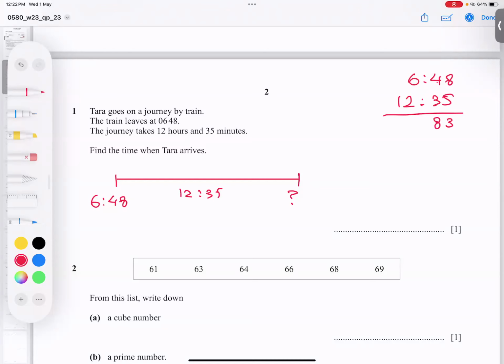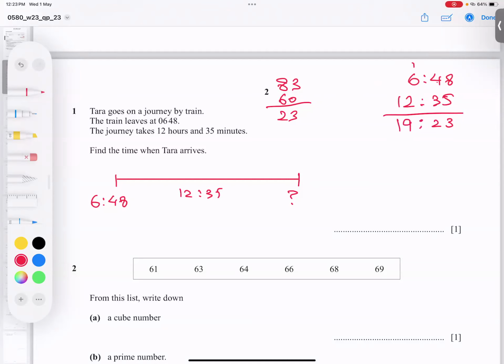But you know, 83 is not possible. From 83, subtract 60 and I get 23. So this 83 will turn to be 23. And 1 hour I will shift here and add, because 60 minutes is 1 hour. 12 plus 6, 18, plus 1, 19. And I believe you got the point.